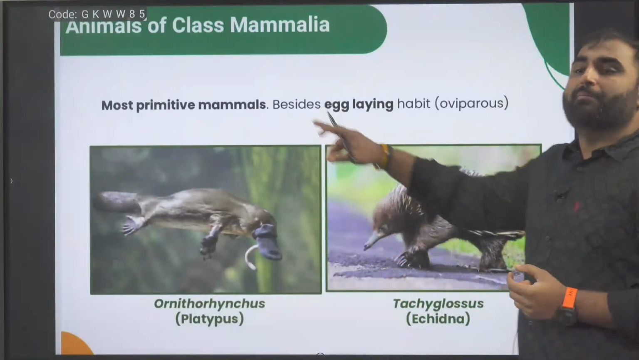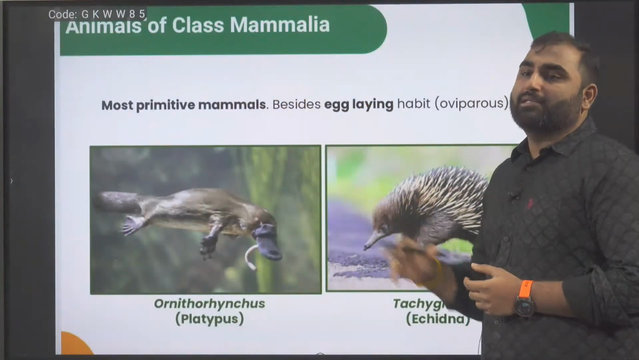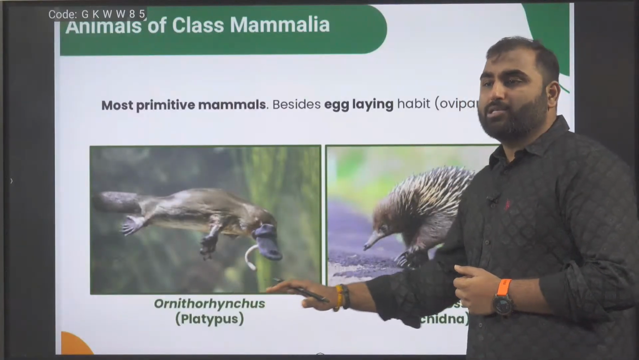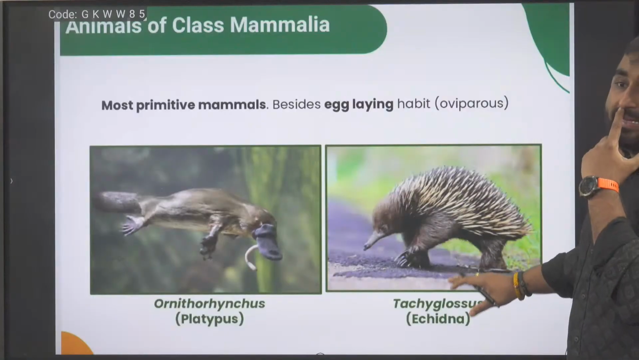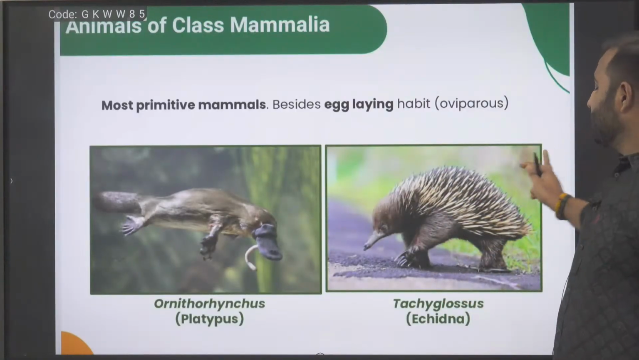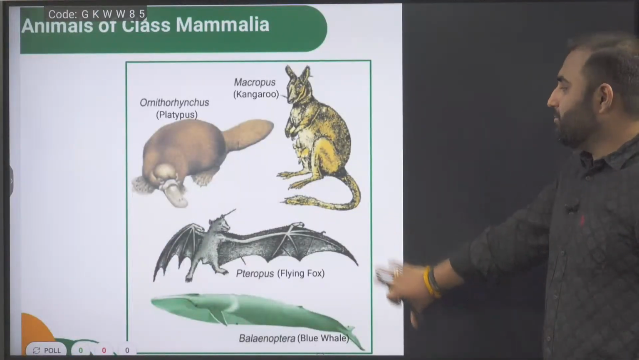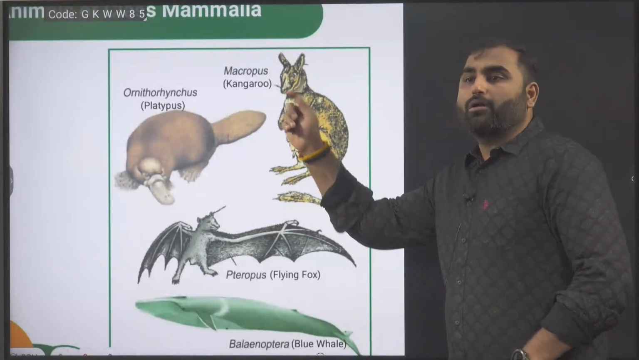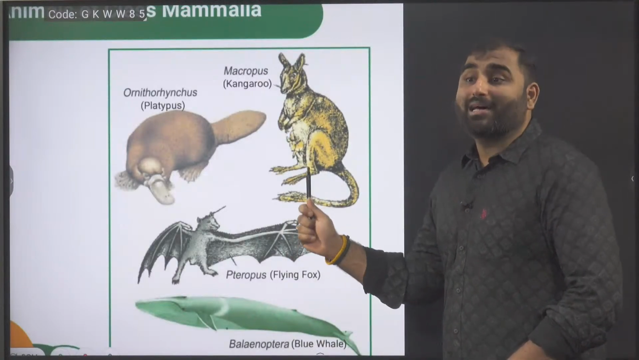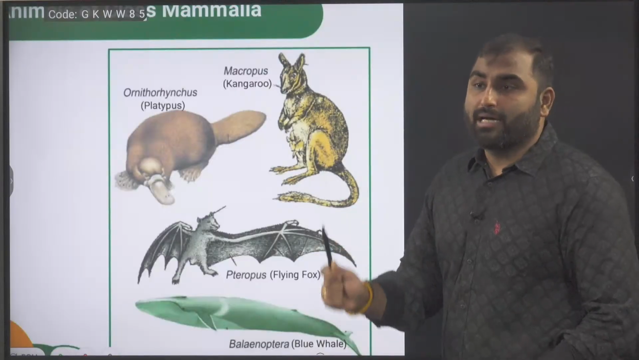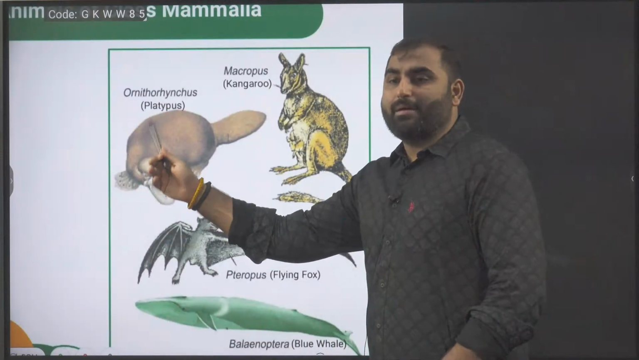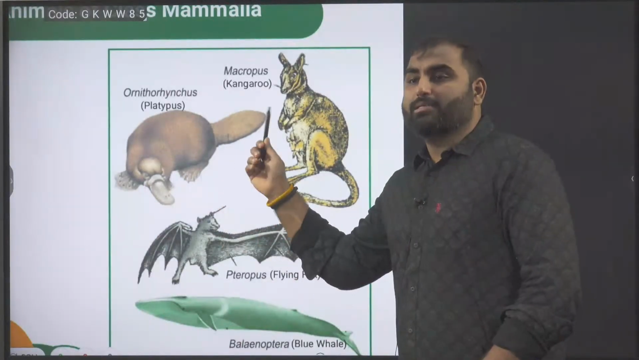Next. So the most primitive mammals are egg-laying mammals. They are oviparous. Like your platypus, duckbill platypus, Ornithorhynchus, and then we have Tachyglossus, that is Echidna, your spiny anteater. Both are egg-laying mammals. Then we have the other mammals like your kangaroo, Macropus, that is your pouched mammal, marsupial, metatherians. Pouched mammals are called metatherians. Egg-laying mammals are prototherians.